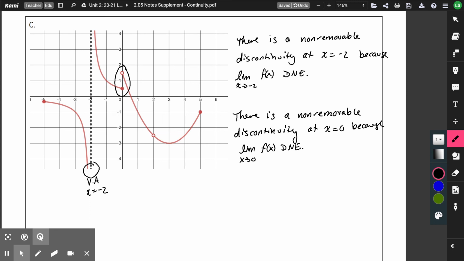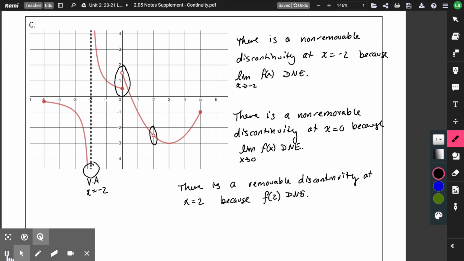Our third location, if we continue to follow this function for a point of discontinuity, is going to happen at x is equal to 2. So here at x equals 2, we have a removable discontinuity, and that's because the limit as we approach 2 does exist, but the point does not. So this is a discontinuity because our point doesn't exist there, and we would classify it as removable because we still do have a limit.